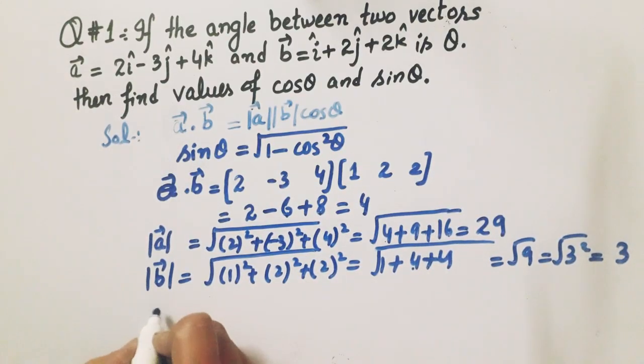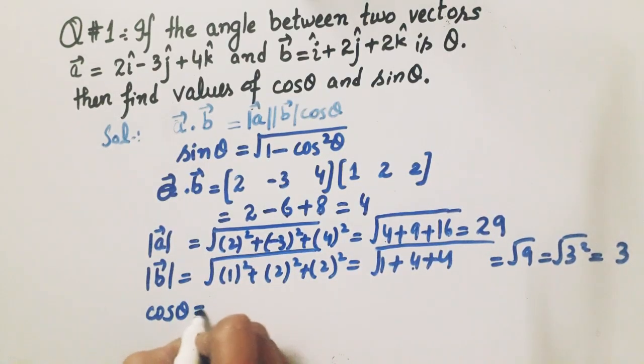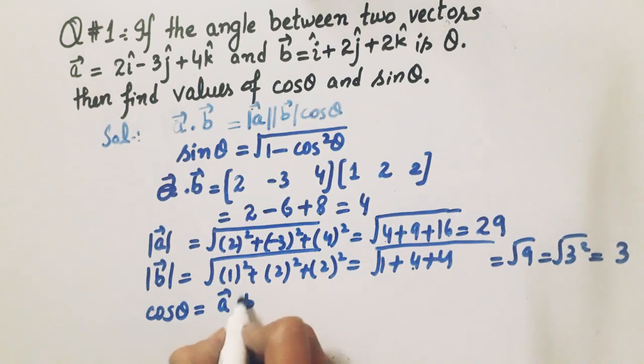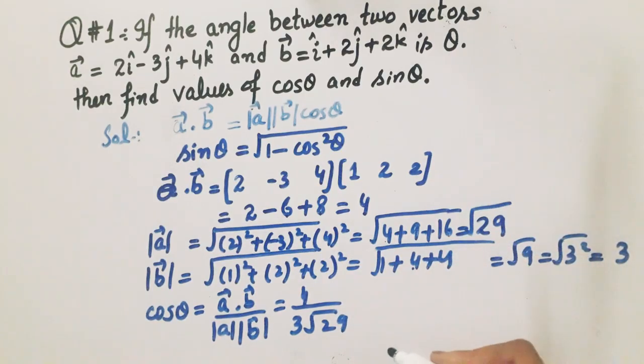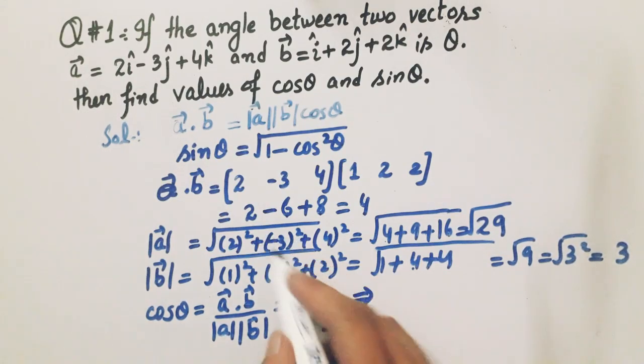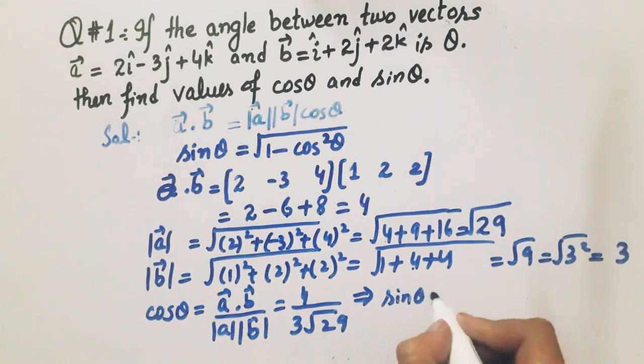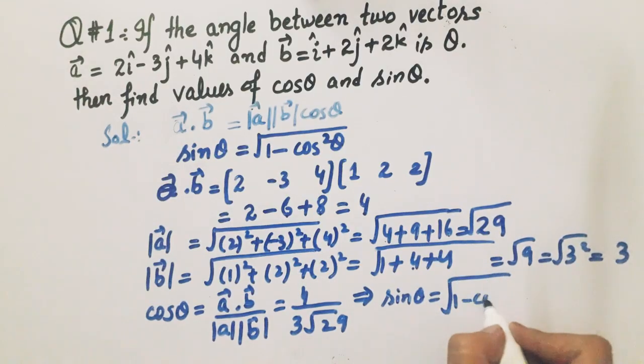Now we will put the values in this formula, that cos theta will be equal to A dot B divided by the magnitude of A and the magnitude of B. So A dot B is equal to 4, and the denominator is 3 square root 29. So this is the value of cos theta. Now you can easily find the value of sin theta, which is equal to the square root of 1 minus cos square theta.